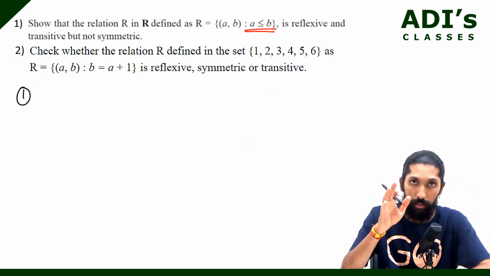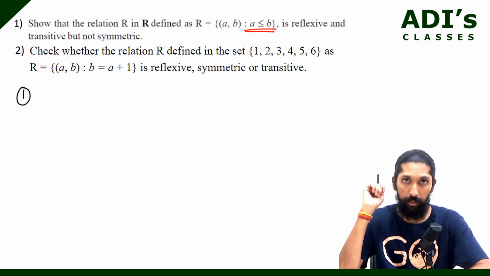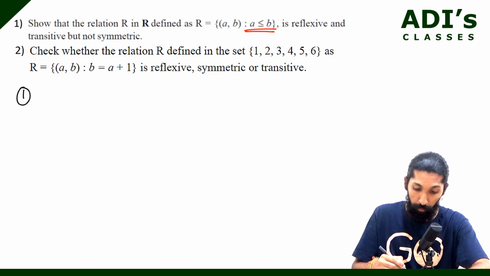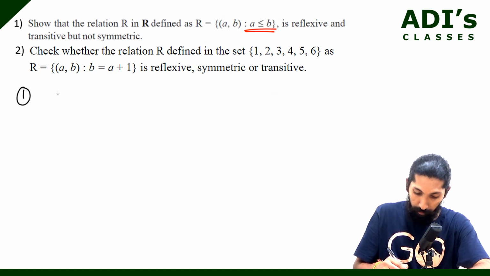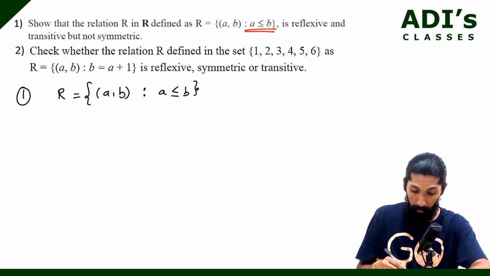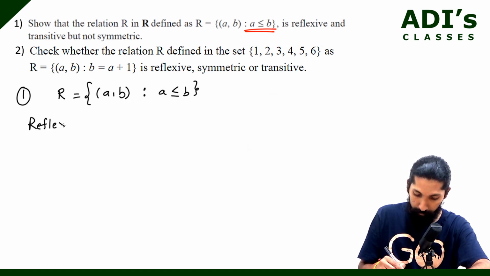So you all know what is reflexive, transitive and symmetric, correct? So we'll start with the value. Now how do we do? Suppose we are defining R = {(a, b) such that a ≤ b}, correct? Now we'll start with reflexive.